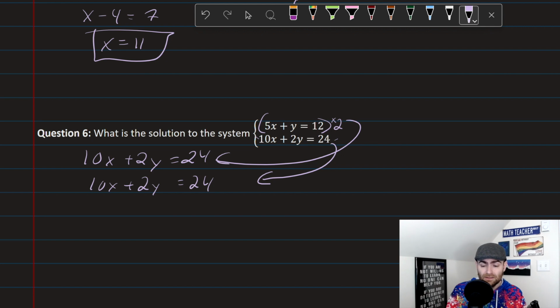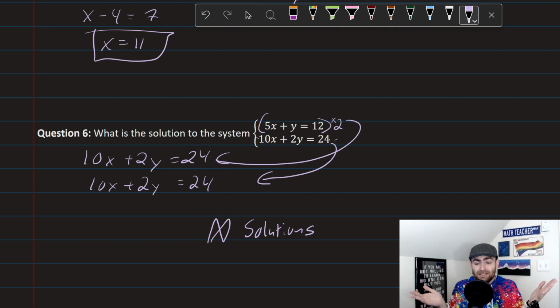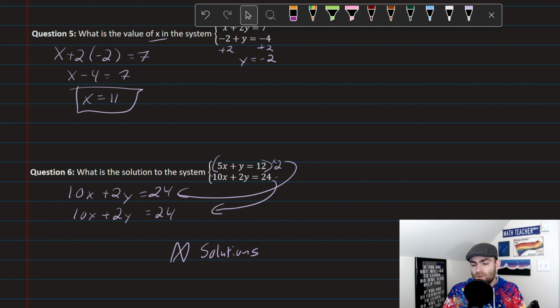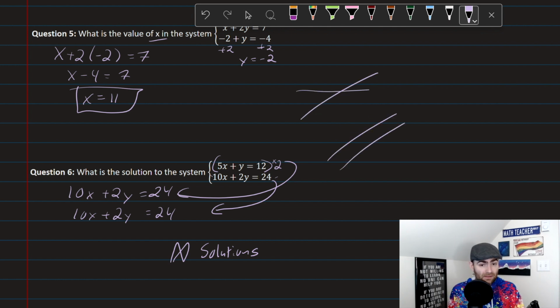There are infinite solutions, and that is because they are the exact same line. If one line falls right on top of the other, then they share all of their points, so they have infinitely many solutions. Typically, when you solve these systems, you either have one solution if they intersect, no solutions if they're parallel, or infinitely many solutions if the two lines fall one right on top of the other. So just keep that in mind.